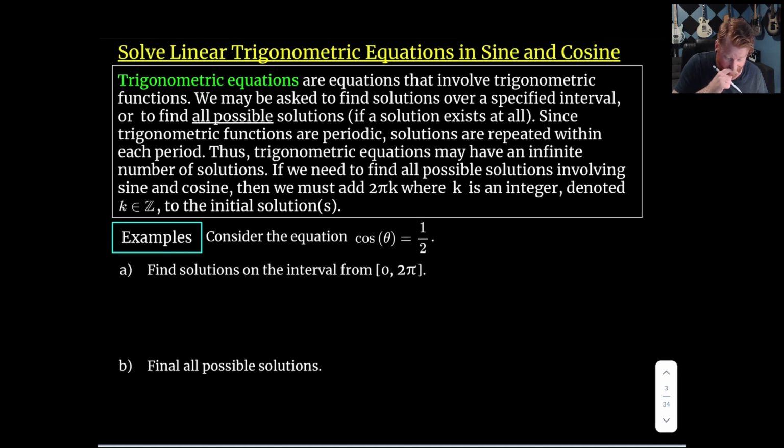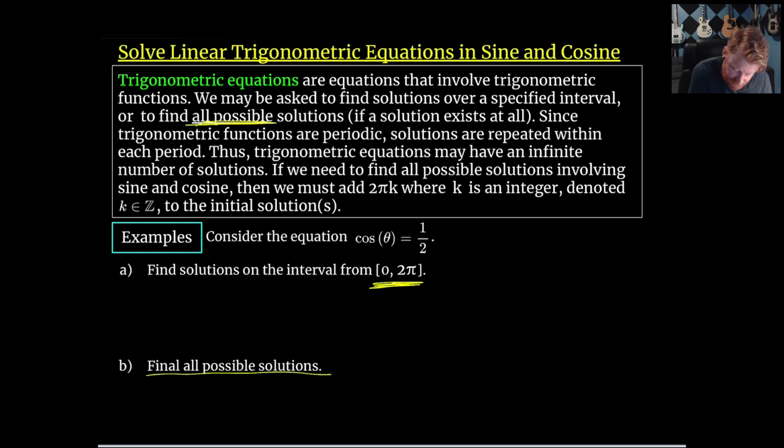We'll read this together here. So we're going to look at solving linear trigonometric equations in sine and cosine. As you might guess, trigonometric equations are equations that involve trigonometric functions. And we may be asked to find solutions over a specified interval. You can see down here, we're going to find solutions on the interval from 0 to 2 pi. Or we might be asked to find all possible solutions.